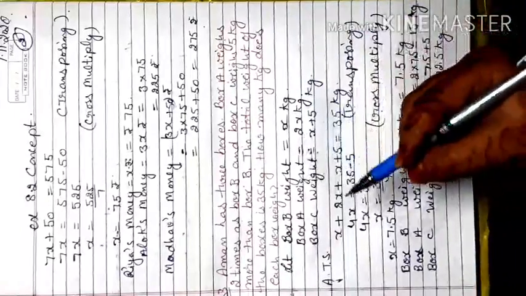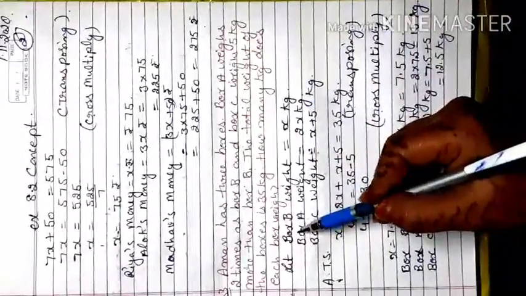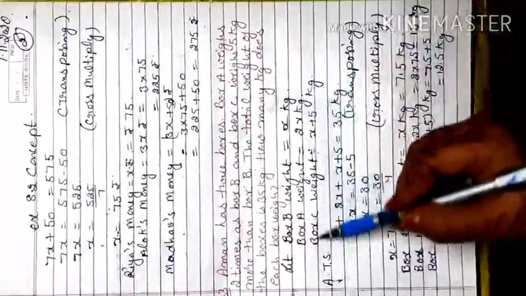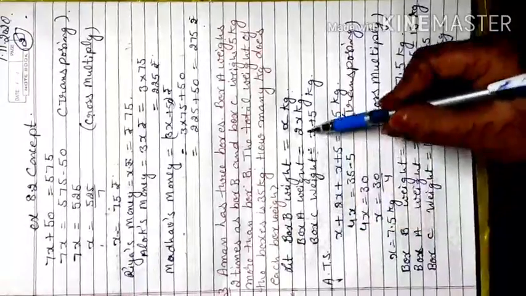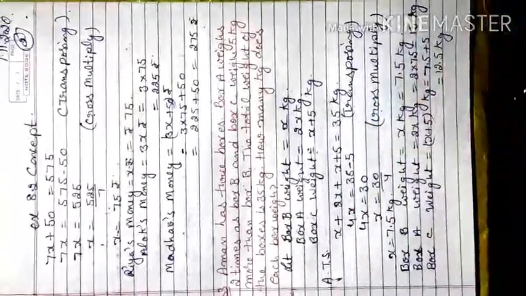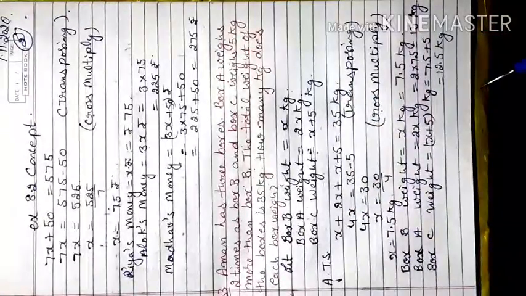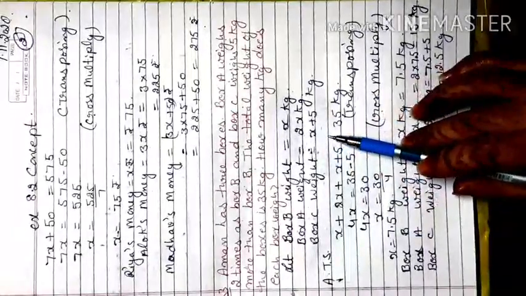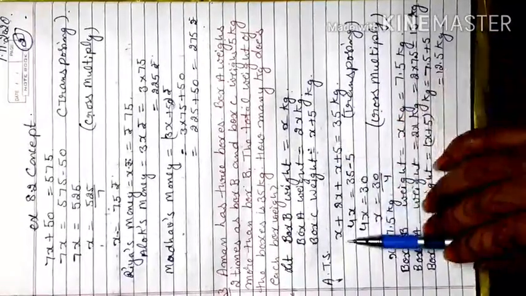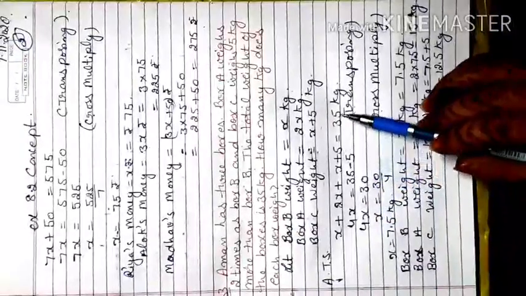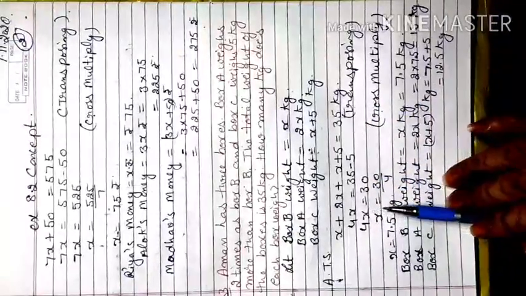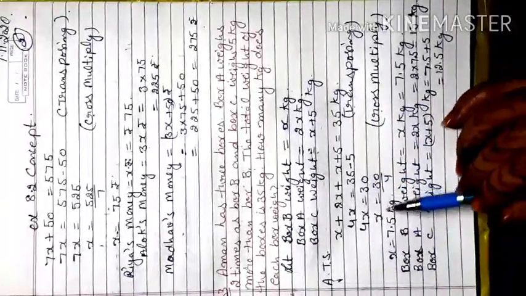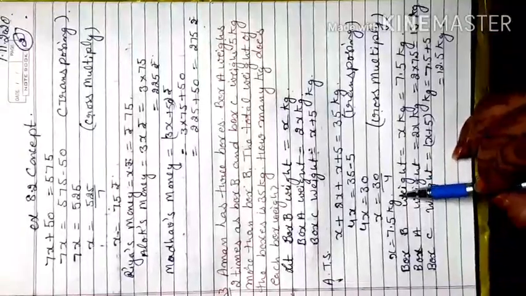That means B is the center point. So we consider box B weight is equal to x kg. According to the statement, box A becomes 2x and box C becomes x plus 5. The total weight is given as 35 kg. When you add all three weights, x, 2x and x plus 5 is equal to 35. After transposing and cross multiplying, the x value gives you 7.5 kg.